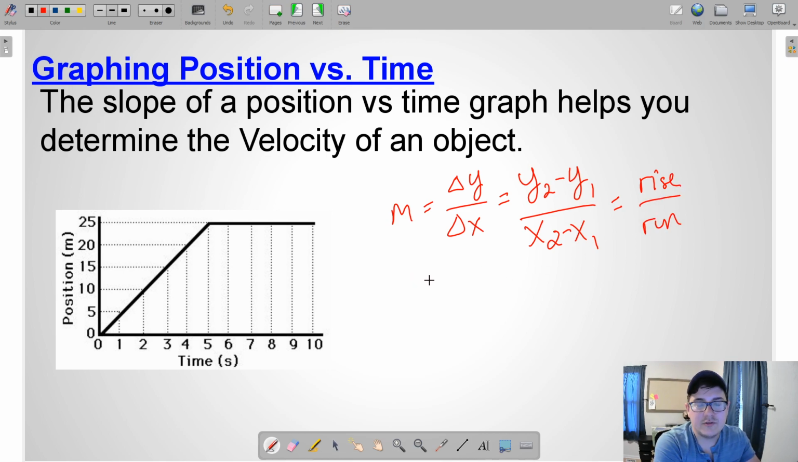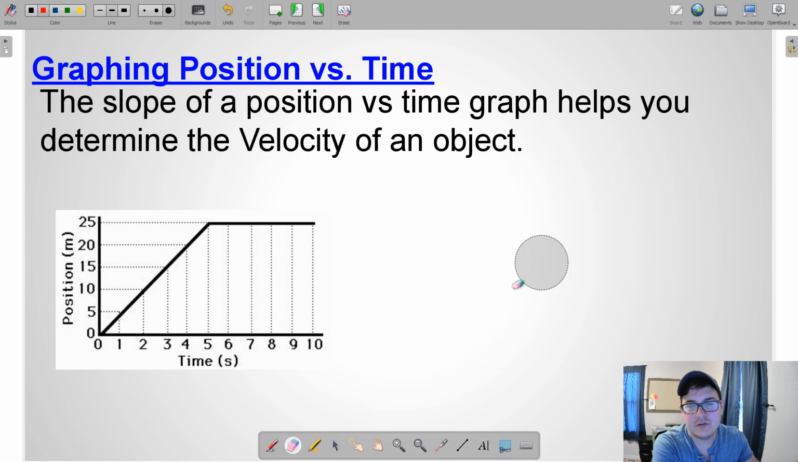So what I want you to get in the habit of is identifying the graph, but not only identifying the graph, what type of graph is it? From that, you can then logic yourself through what each part of this means and where you can find it. So in a position versus time graph, the slope will tell us the velocity.